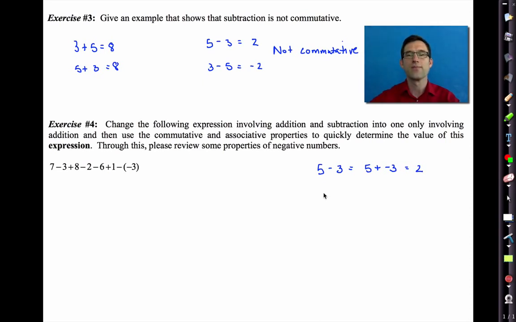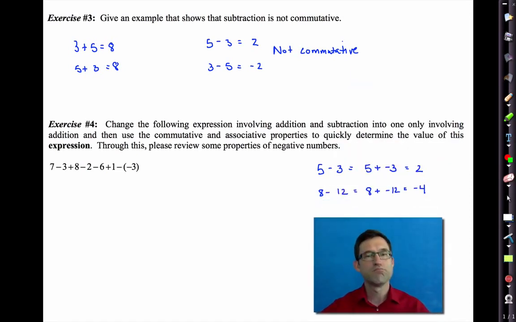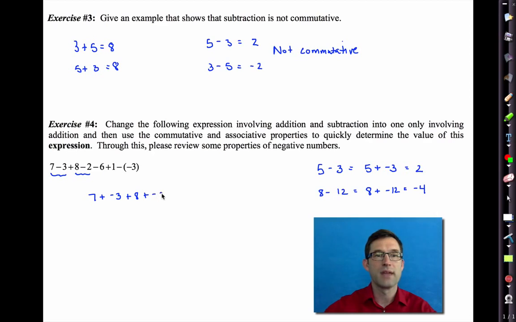Let me do another one of these. Let's say I had even something like this. Let's say I had 8 minus 12, right? That would be the same as 8 plus negative 12, which would be then negative 4. Got it? So let's do this one. Let's change everything into addition. So that's going to be 7 plus negative 3 plus 8 plus negative 2. Ooh, here's a subtraction.